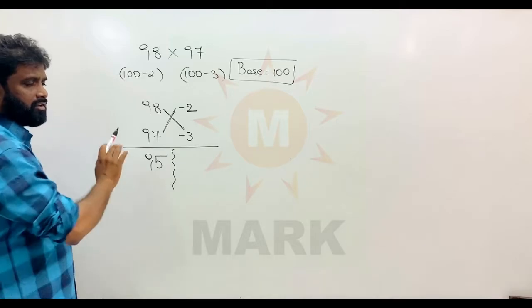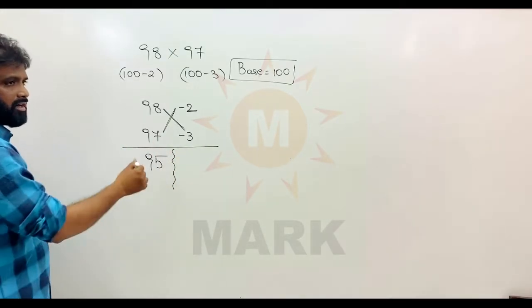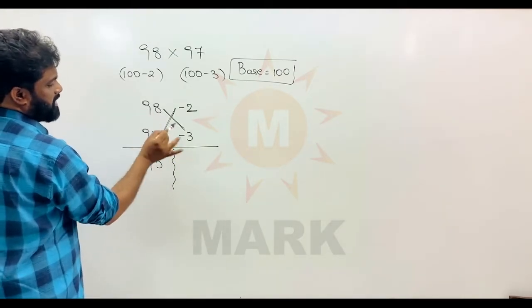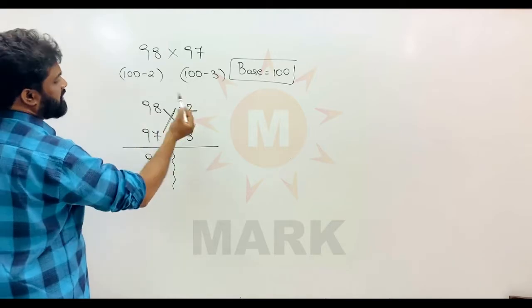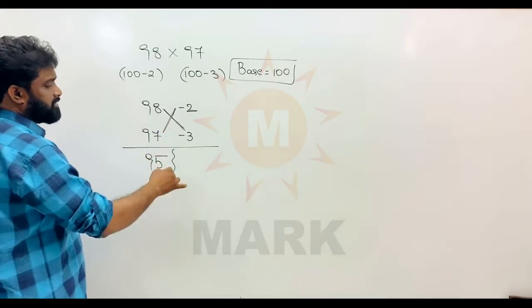Basically you have to divide your answer into two parts. Left side part, right side part. Now we are discussing the left side part. What is that? You have to write the cross sum here. So 98 minus 3 is equal to 95 or 97 minus 2 is also equal to 95. Same number will come.